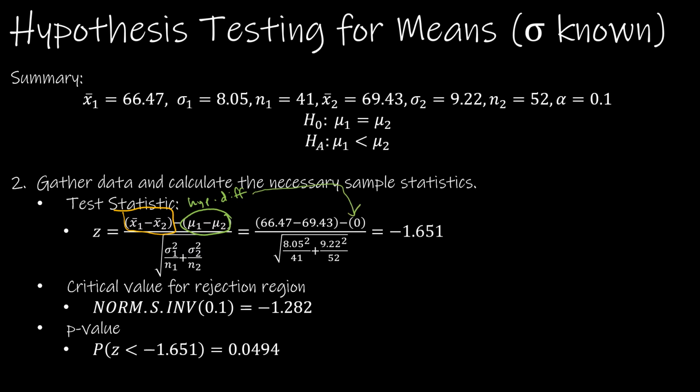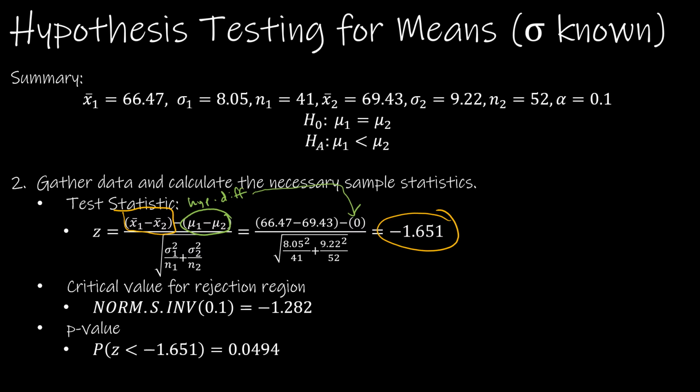And then because sigma is known, we're going to take sigma 1 and square it, which turns it into a variance, and sigma 2 and square it, which again turns it into a variance. We're dividing each by their respective sample sizes, adding them together, and then taking the square root to turn them back into standard deviations, and that will give us our z-score. Z-score is negative 1.651.